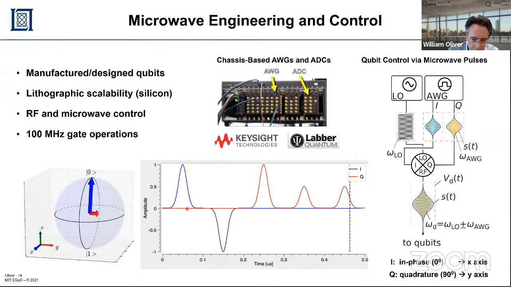And I apologize, the colors aren't coordinated, but blue on the right means an I port, and that's a rotation around the x-axis. Here it's around the minus x-axis. We're going to rotate now around the y-axis. And with half the area, we only rotate half as far. So that's a 90-degree or pi/2 pulse, takes us to the equator, and then back up to the North Pole. And so this is how we can control superconducting qubits with just standard microwave gear.